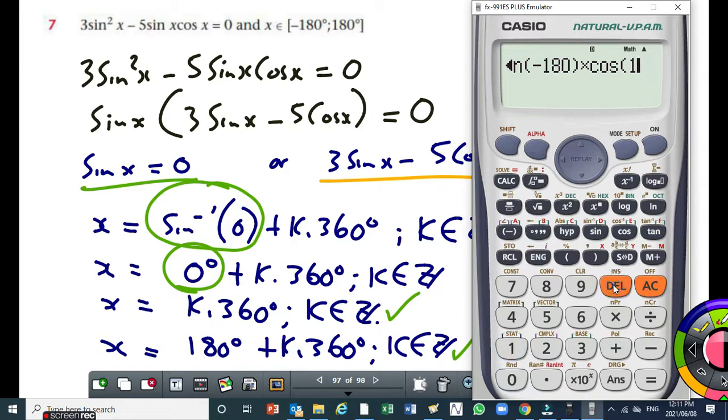My calculator is not working properly, it's supposed to give zero. But let me try to just be patient. Alright. So sine, then I'll say times cos minus 180. So the answer is 0. Right. So that's how you can check.